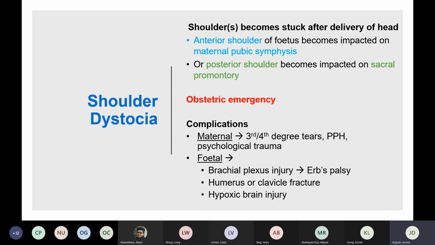You can also get humerus and clavicle fractures, which, as you can imagine, aren't particularly nice. And then you can get a hypoxic brain injury, which is due to asphyxia if the baby is stuck for a prolonged period of time.